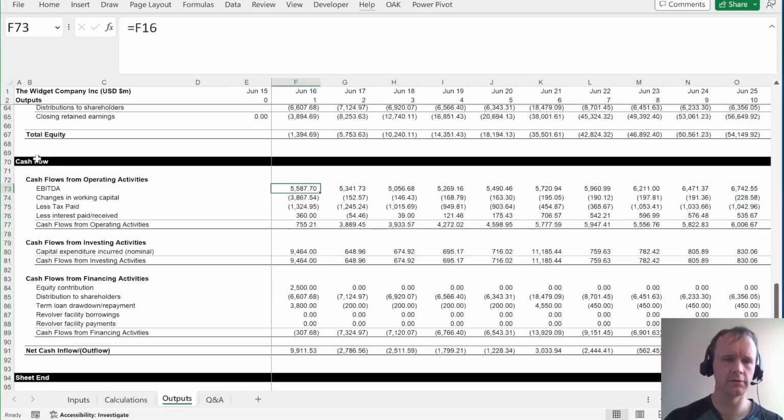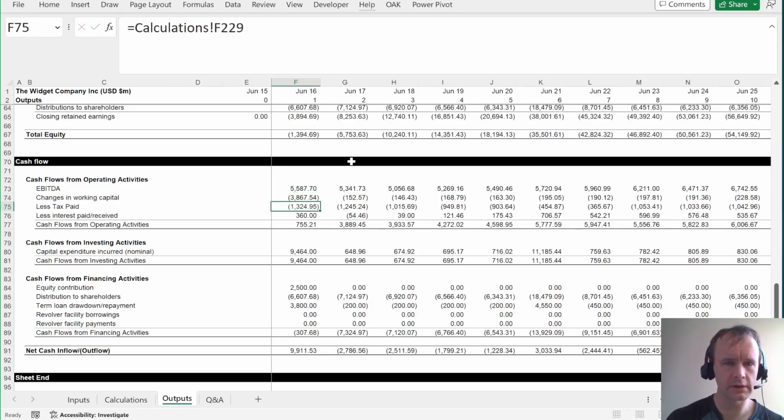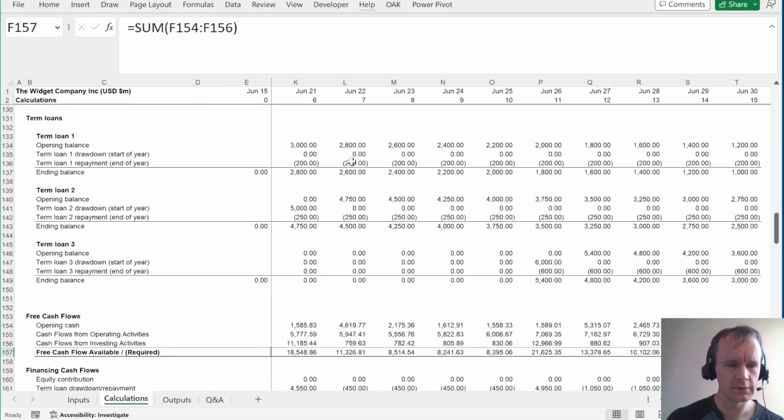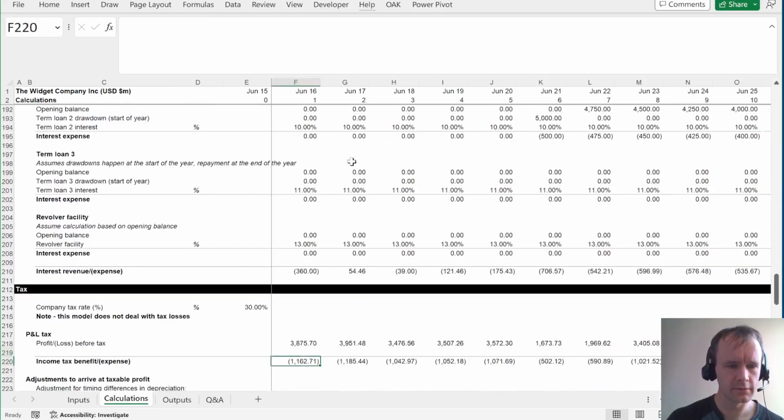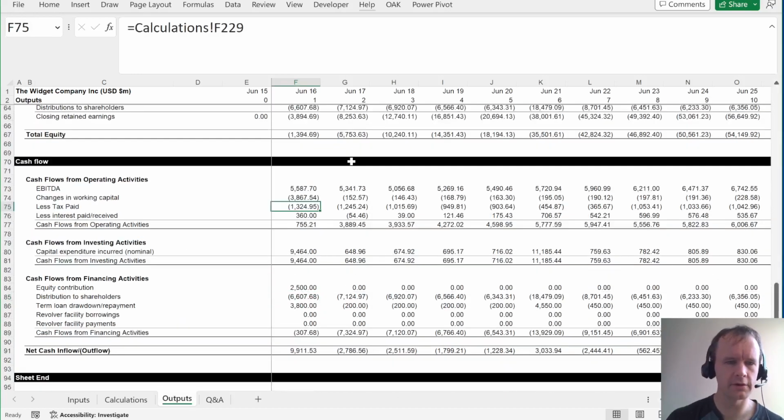So yeah, no issues there. So EBITDA, assume that's working fine. Change in working capital. That sign looks right, as we went from having nothing to having a bunch of working capital, and that costs money. Less taxes paid, that should be a negative. Let's just see, calculations F229. So yes, we made a profit, we paid tax, fine. So that should appropriately be a negative.